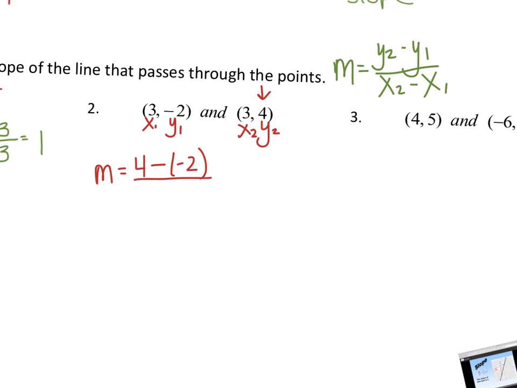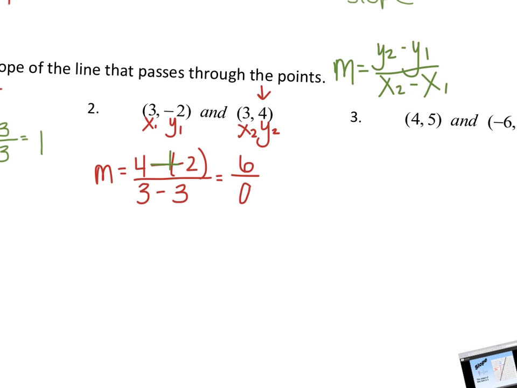all over x2 is 3 minus x1, which is also 3. And when we simplify this, we have 4 minus a -2. So you're thinking all the way back to chapter 2. So this really becomes 4 plus 2, which is 6. And 3 minus 3 is 0. Okay, now we have a 0 in the denominator. So think to yourself, can you divide 6 divided by 0?